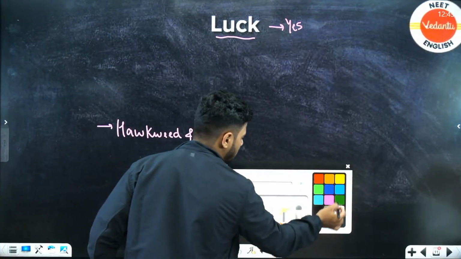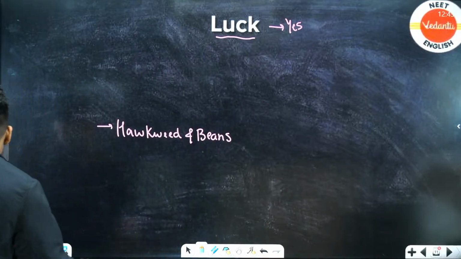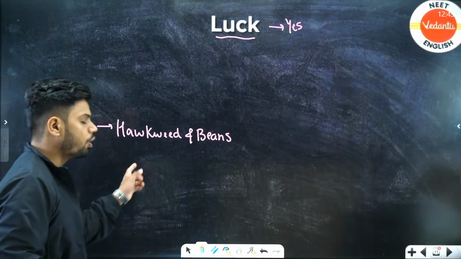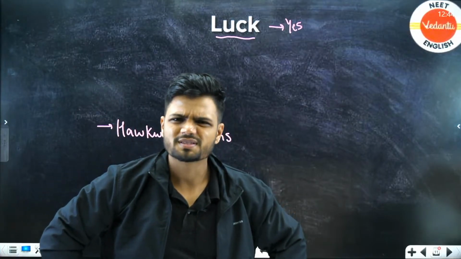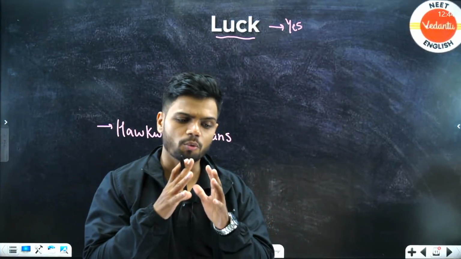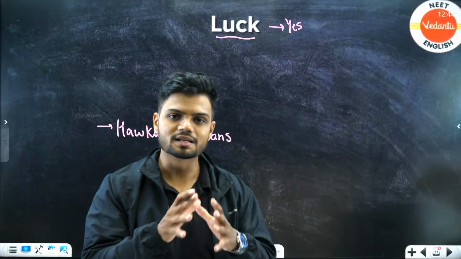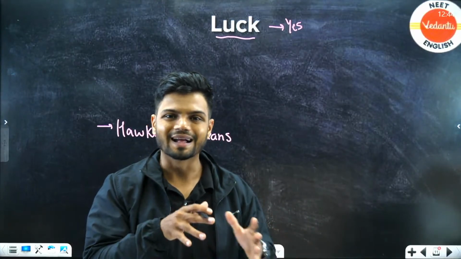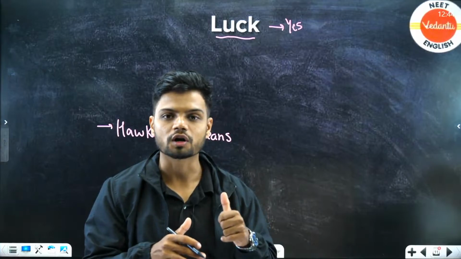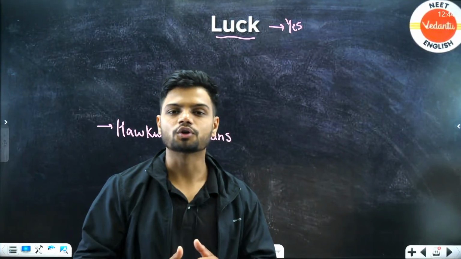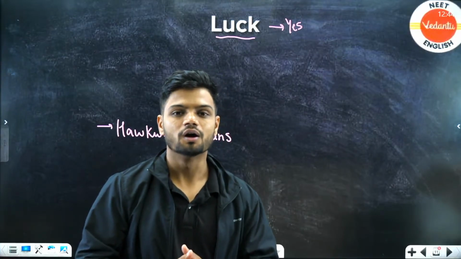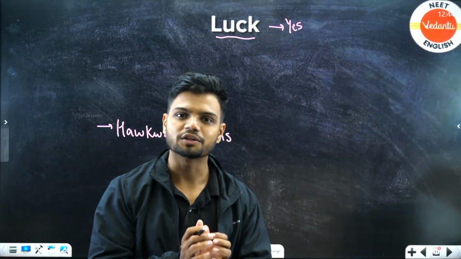But when he worked on hawkweed and beans, the result was not the same. The results which he obtained from pea plants and the results which he obtained in hawkweed and beans were not the same. He did not observe the dominance, he did not observe the law of independent assortment and all that here.